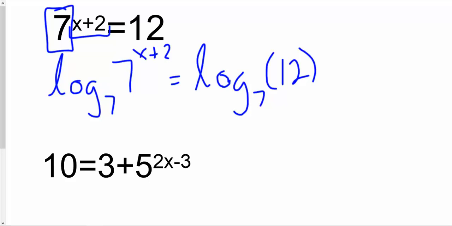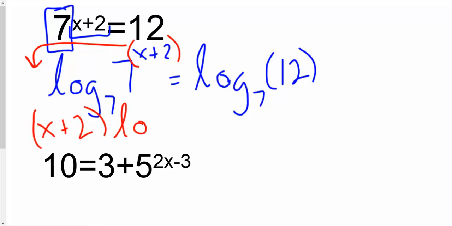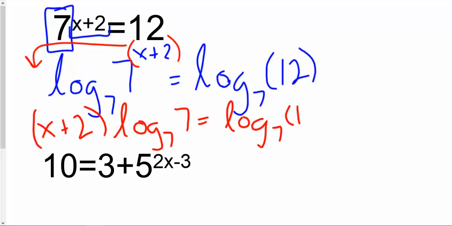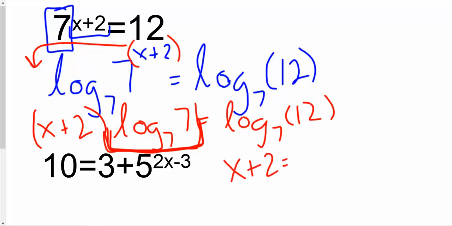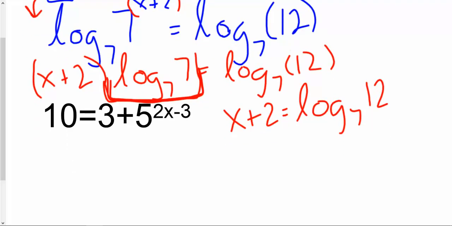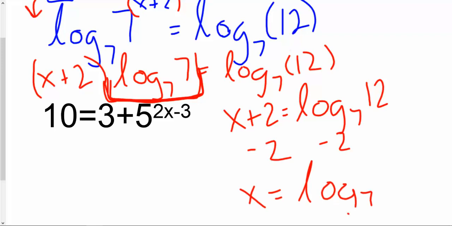So the next thing we're going to do is, this is going to be x plus 2 times log base 7 of 7 equals log base 7 of 12. Now, as we stated already, this is 1. And because this quantity is 1 here, we're just left with x plus 2 equals log base 7 of 12. So now I can subtract 2 from both sides and get x equals log base 7 of 12, that whole thing, minus 2.